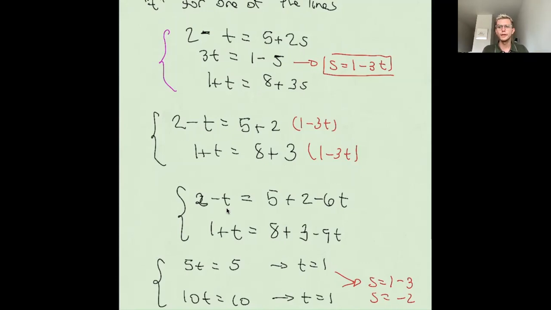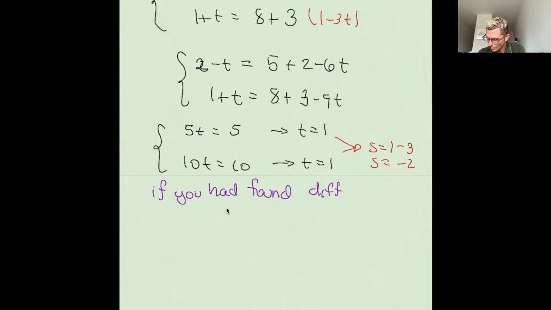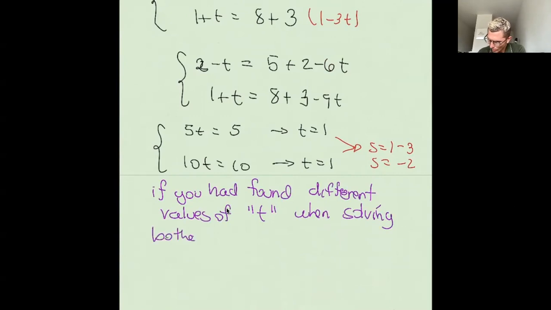So if you had obtained different values of t when solving both equations, then there would be no solution.